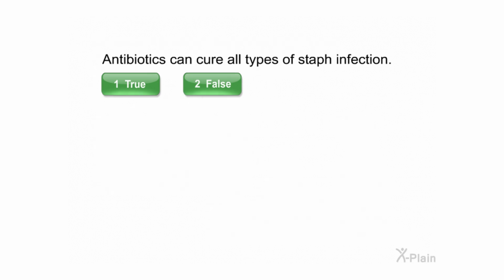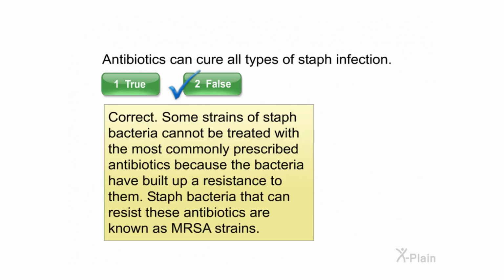Antibiotics can cure all types of staph infection. Select true or false. Correct. Some strains of staph bacteria cannot be treated with the most commonly prescribed antibiotics because the bacteria have built up a resistance to them. Staph bacteria that can resist these antibiotics are known as MRSA strains.